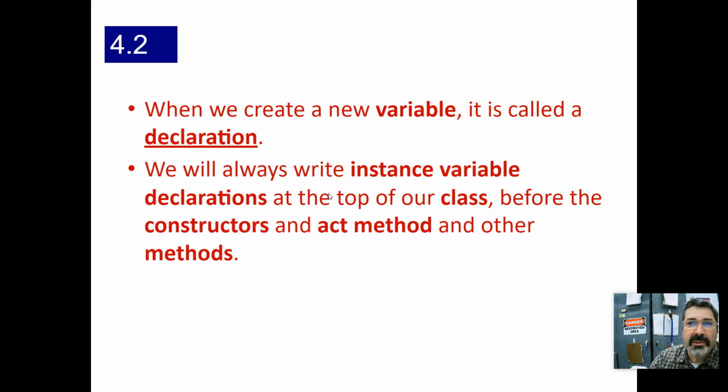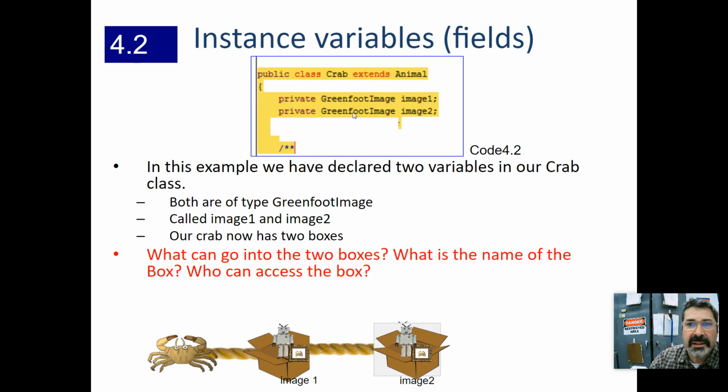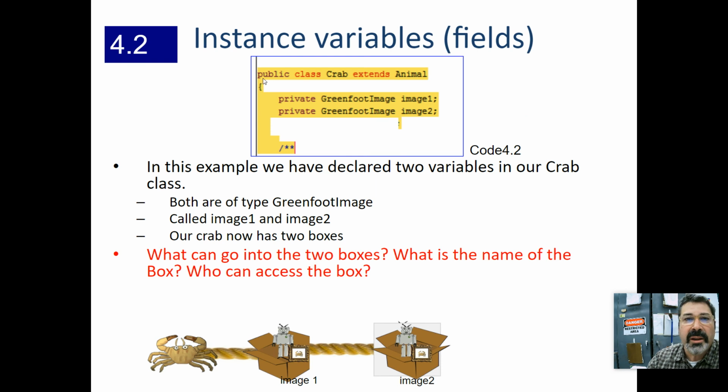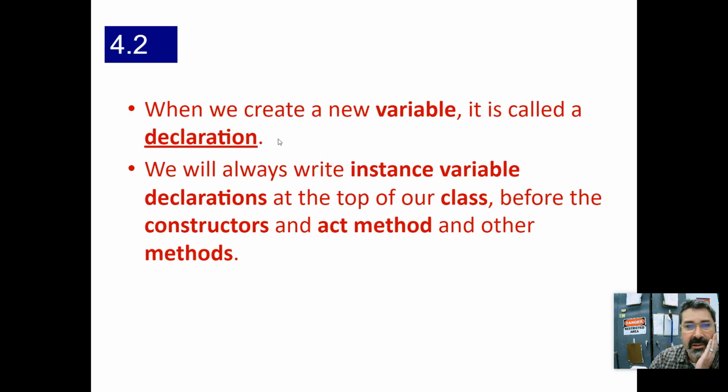All right, write this down in your notes. When we create a new variable, it's called a declaration. So this is an instance variable declaration. We will always write instance variable declarations at the top of our class before the constructors and the act method and other methods. So we have public class crab extends animal, we have our opening curly brace that's already there, and then we hit enter, and right there is where we're going to create our instance variables.